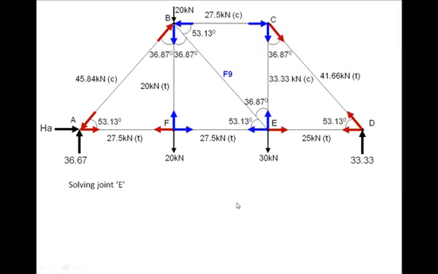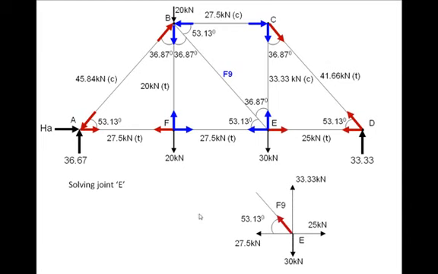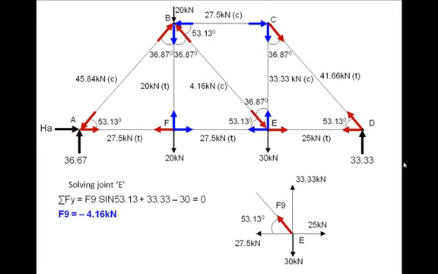Now the last joint, E: take it out, only one unknown, fine, assume a direction. You can do it by solving any one equation. Say I have taken sigma Fy, solved it, transmitted the information, and here, as you see, we have completely solved the truss, that is, worked out all the forces and the reactions by what is called the method of joints.